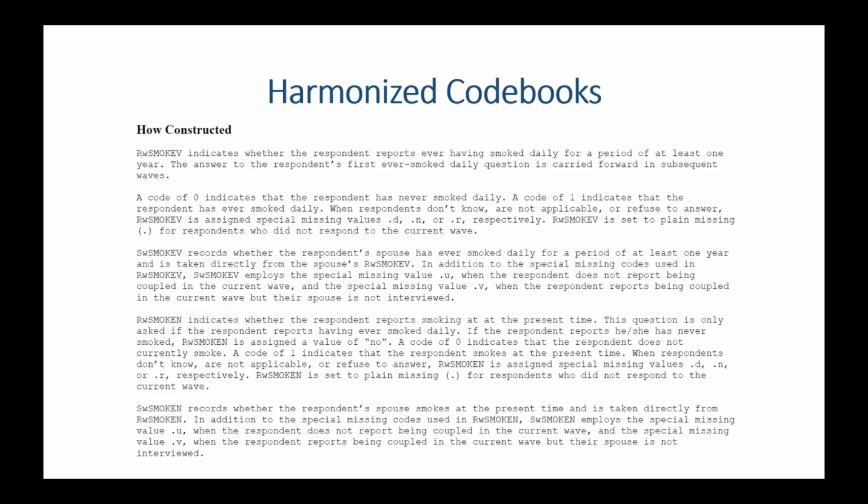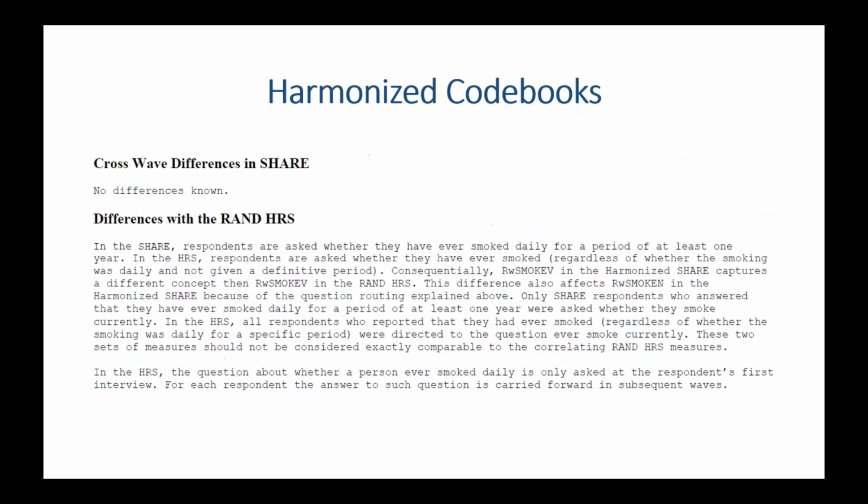You can see that we have a lot of text here about how this was constructed. So what was the skip pattern that was asked? How are they coded? We also highlight any crosswave differences. So if the question changed in different waves of SHARE, we'll let you know that. And then we have differences with the RAND-HRS. And we use the RAND-HRS as kind of our basis for comparison.